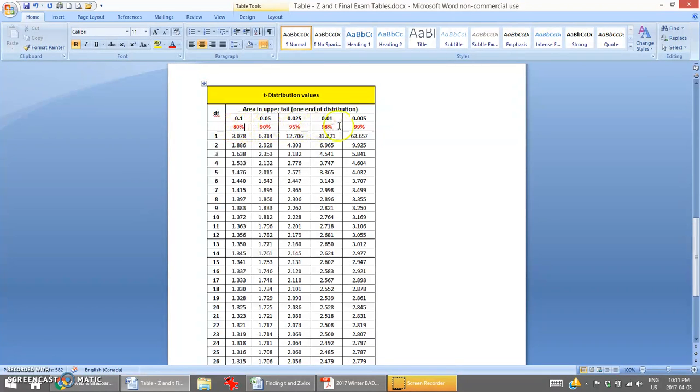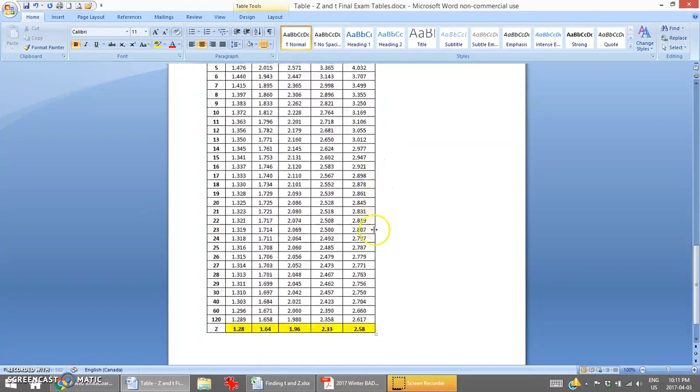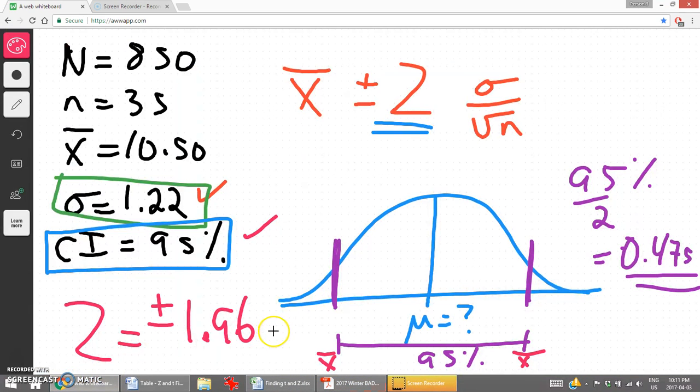They go up from smallest to largest across left to right. So now we know that the Z value is 1.96. We can then apply our confidence interval because we have all the values we need to develop it.